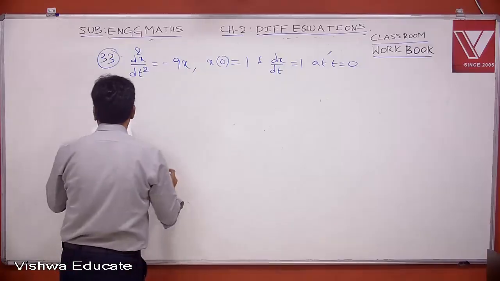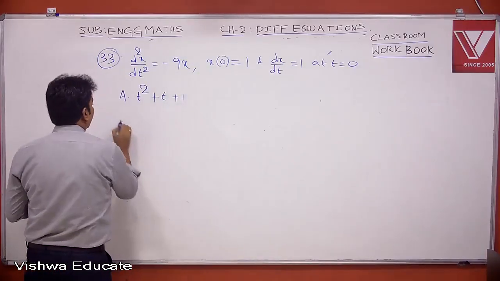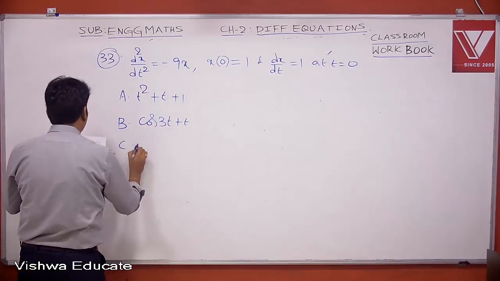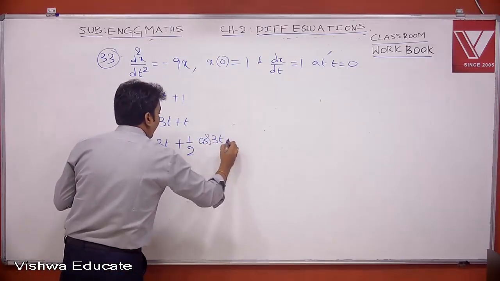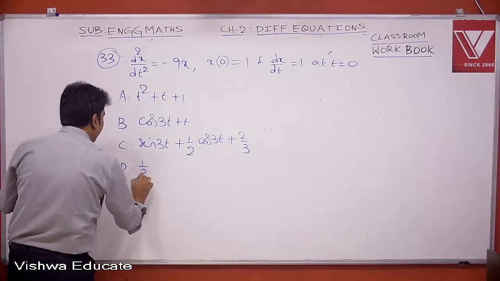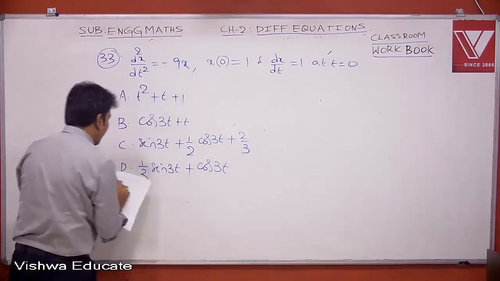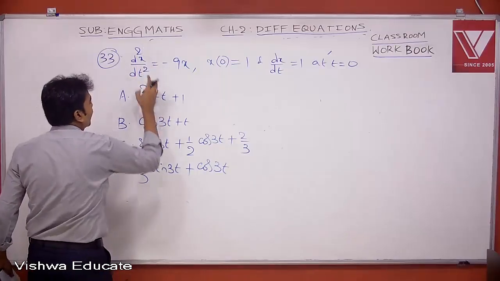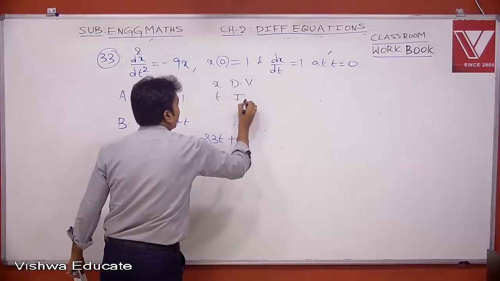Look at the options. The first option is t square plus t plus 1. Second option is cos 3t plus t. Third option, sin 3t plus 1 by 2 cos 3t plus 2 by 3. And fourth option is 1 by 3 sin 3t plus cos 3t. Now let us verify boundary conditions. So here x is in the numerator, t is in the denominator. That means x is a dependent variable and t is an independent variable.